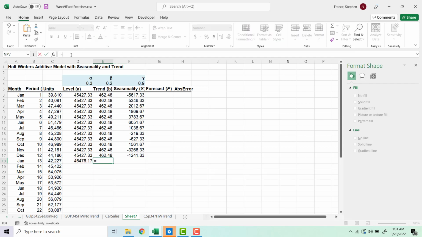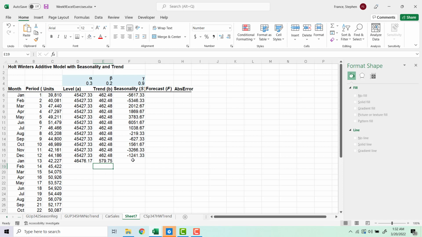Okay, and the trend is going to be beta times the new trend, which is just going to be the change in levels, plus 1 minus beta multiplied by the previous trend, which is this. And again, we're going to dollarize this, dollarize the beta. And that should be the new trend.